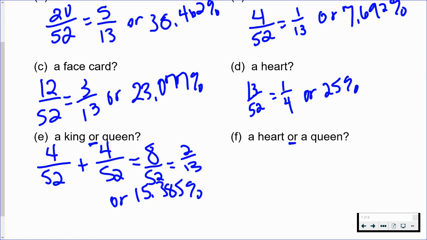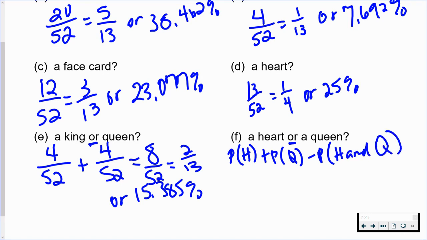So we have to ask ourselves, are these mutually exclusive? Meaning, do we have some that could be a heart and a queen? Yes, we do. Okay, so this is when we're going to use our OR equation. So we need the probability of a heart plus the probability of a queen minus the probability of a heart and a queen.